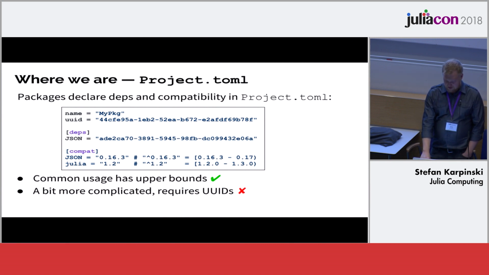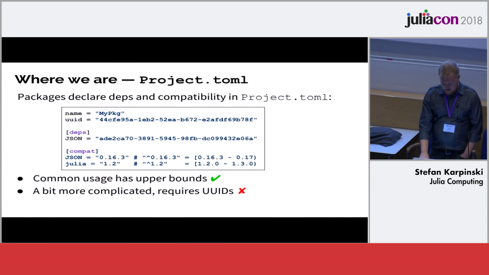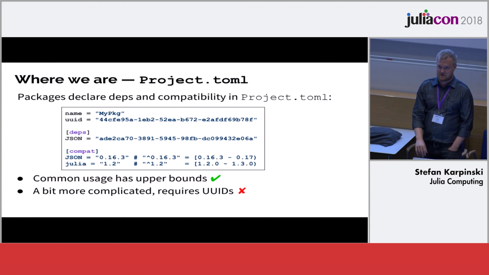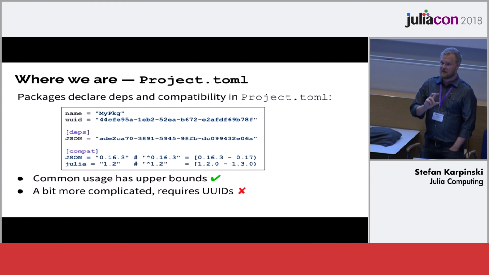So common usage does have upper bounds. We're not lying about we're going to support everything forever. It's a bit more complicated. I think Jeff joked that we should call the new package manager hex because there's all these hexadecimal numbers in it all over the place, which is true. But mostly, you don't have to write these by hand. The package manager puts them in there for you. They also have the advantage that they're permanent, right? It doesn't depend on how registries change or things move around. You can take a project and a manifest file and just be like, I know what this means.